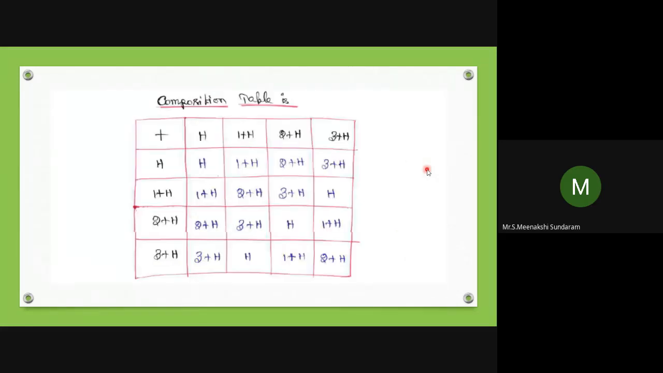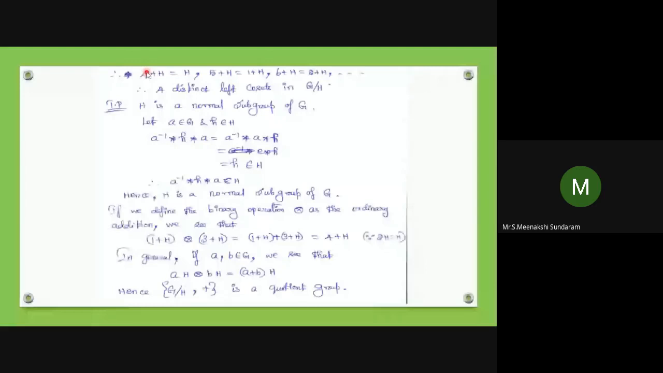Next is the composition table. The question itself is asking us to also find the composition table. So the composition table is for addition. There are 4 distinct left cosets: H, 1 plus H, 2 plus H, 3 plus H, and similarly along the vertical. Now when we add, anything of 4 or more becomes, for example, 4 plus h is h. If the element is 4 or more, you can subtract 4, or divide by 4 and write the remainder.